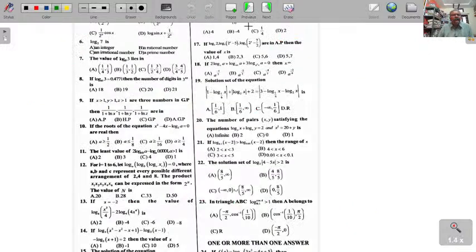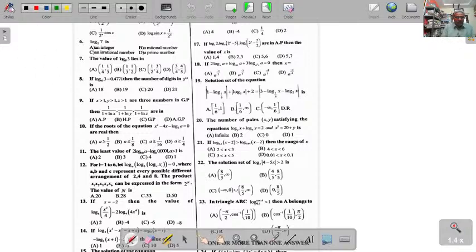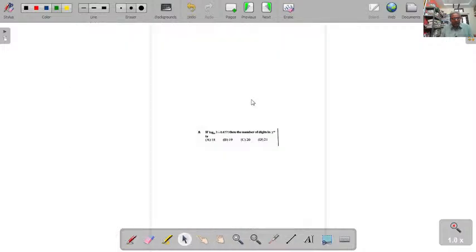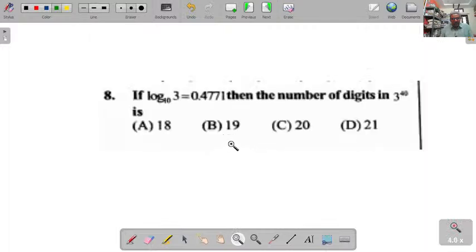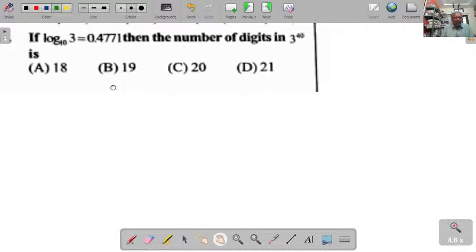Okay, let us move to yet another question. This is also a very interesting question. Here see, log 3 to the base 10 is equal to 0.4771. Then the number of digits in 3 to the power of 40. How many digits does the number 3 to the power of 40 contain? That we need to find out.